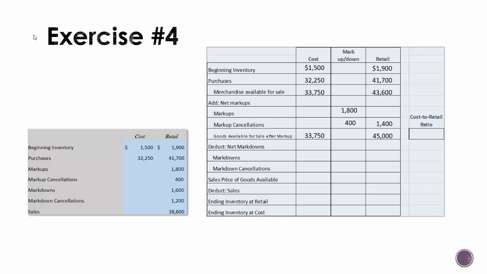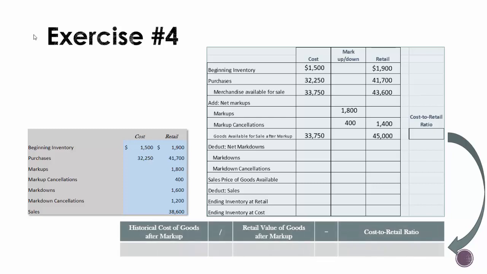At this point, we have what we need to figure out what is called our cost to retail ratio, and that can be found via the following formula. We take the historical cost of goods after markup and divide it by the retail value of our goods after markup, and it gives us our cost to retail ratio. The historical cost of this inventory was $33,750. The retail value after markup is $45,000, and when we divide it out, we get 0.75. What this says is that the cost of goods for this company is about 75% of what they intend to sell it for in the future.